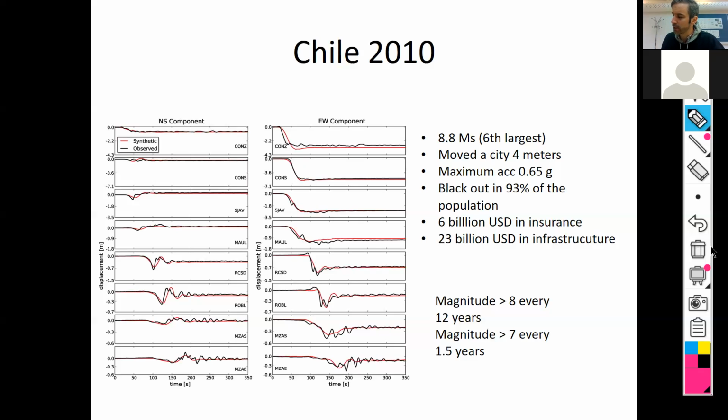And of course, it created a huge blackout because a lot of infrastructure failed. There was no electricity, you couldn't call. Cell towers were not working, and it created a lot of damage. All right, so that is what an earthquake can look like.